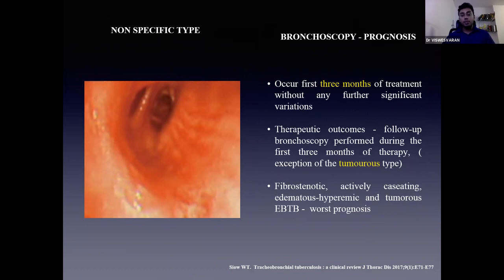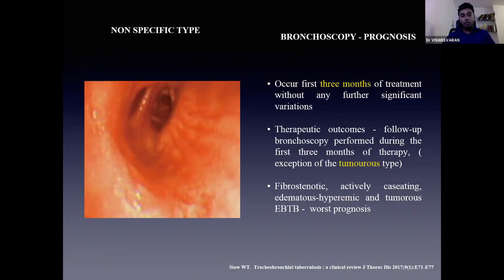And later it may result in persistent and permanent damage. So you should actively look for the presence of endobronchial tuberculosis, and if there is any, you should effectively treat it. And these therapeutic outcomes can be followed up with the help of a bronchoscopy, which is performed in the first 3 months of the therapy.